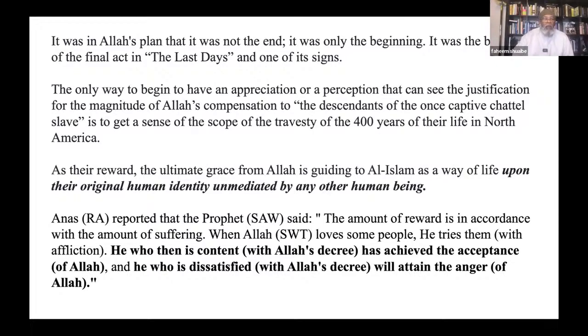But let's move on. The only way to begin to have an appreciation or perception that can see the justification of the magnitude of Allah's compensation to the descendants of the once captive chattel slaves is to get a sense of the scope of the travesty of the 400 years of their life in North America. When we talk about the reward Allah has given, remember, Allah is never unjust to any of his creatures. Allah was present, never absent at any time when the whip was cracked and the person was stolen and the ships were boarded by the slaves and the slave master.